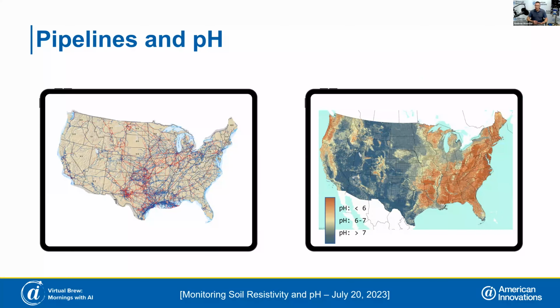And much like resistivity, the location plays a huge part in the pH that you're generally going to experience. In these maps, on the left side there, we have a map of the general transmission pipelines across the US. And on the right, it's a map of the general acidity of the soil types across the US. So you can see how, in certain parts of the country, the pH will play different levels of influence on the corrosiveness for those pipelines that are buried.